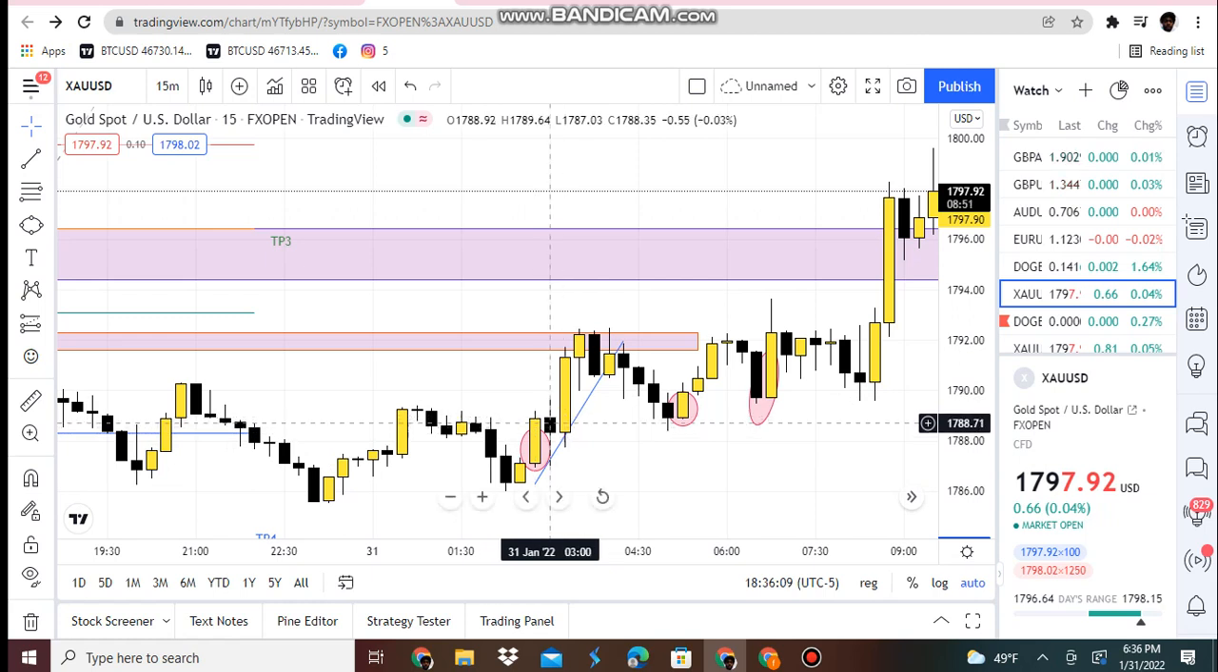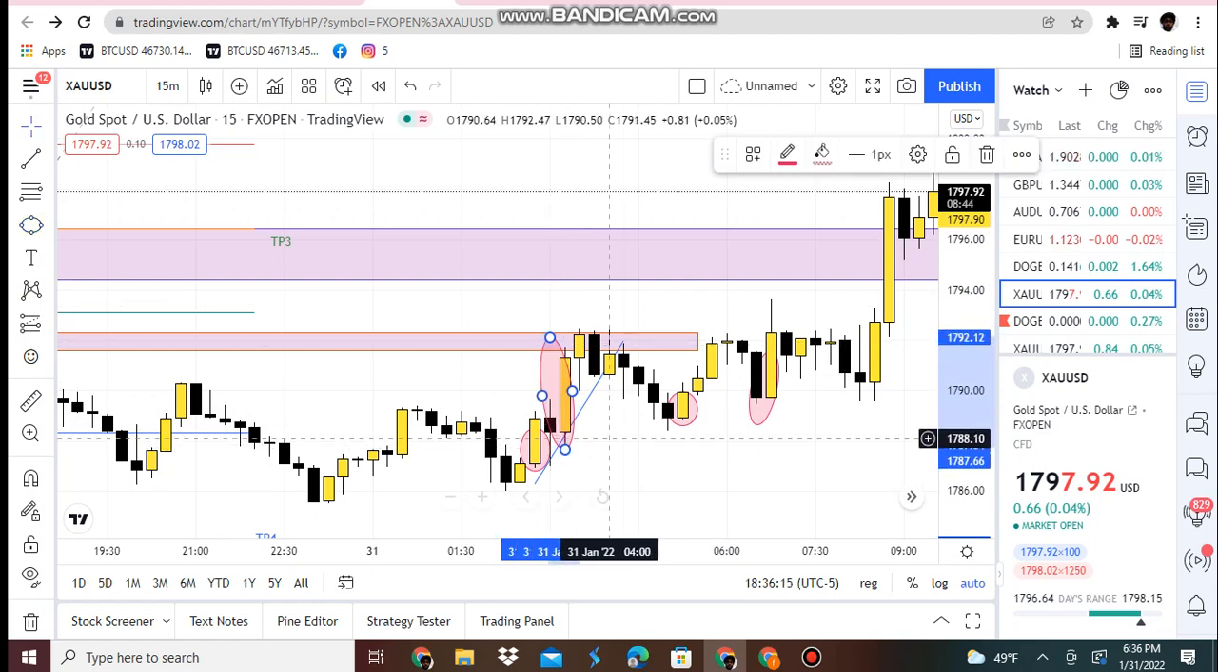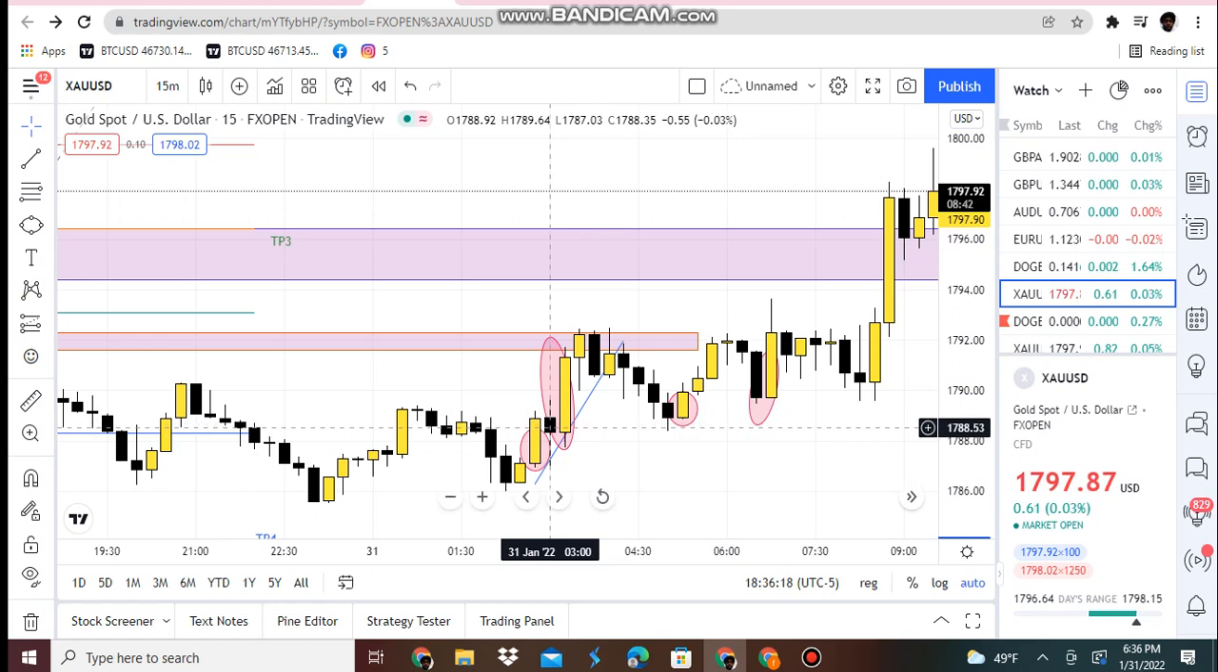You also see a bullish engulfing pattern right here as well. Boom, on the 15. This is on the 15 now. You see a yellow candlestick engulfing a black candlestick.